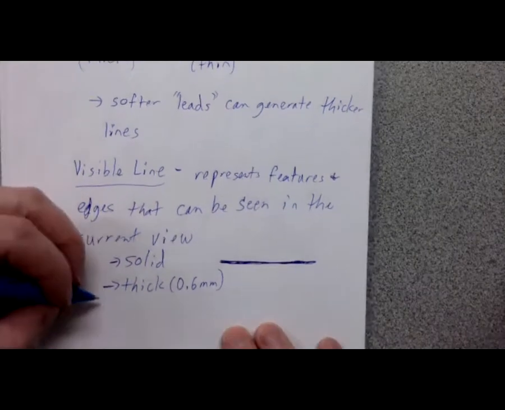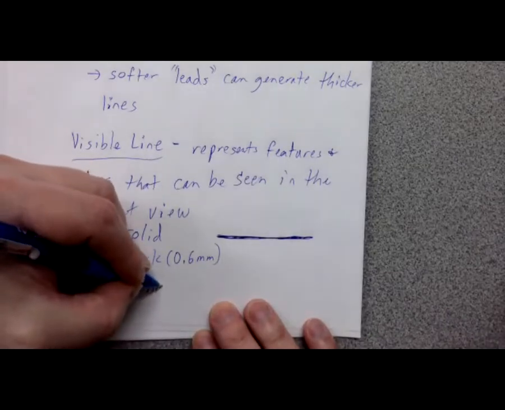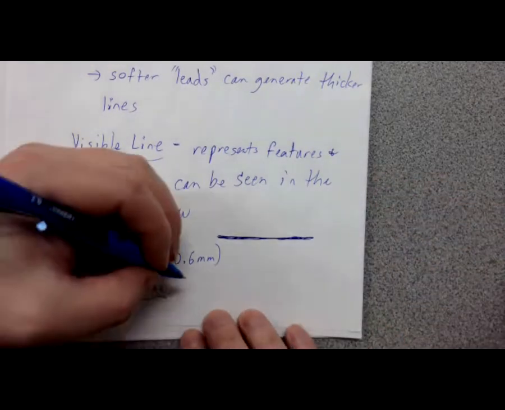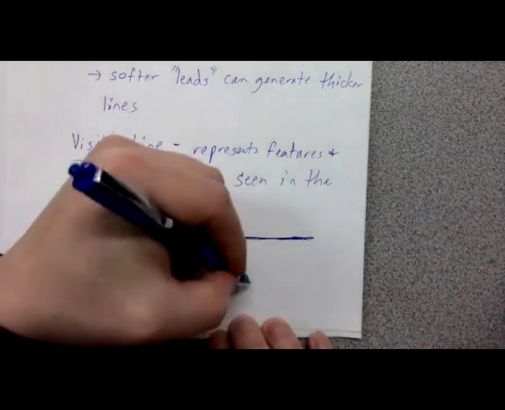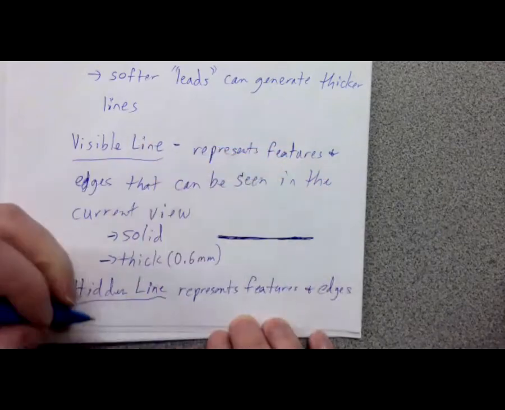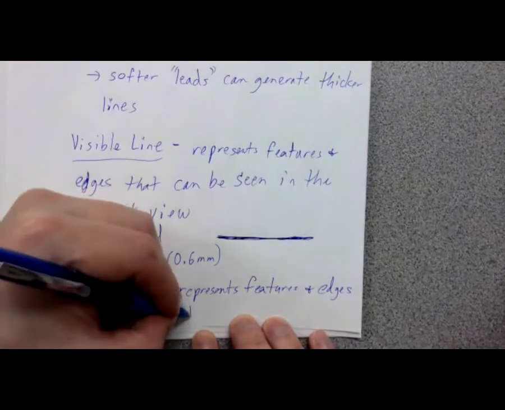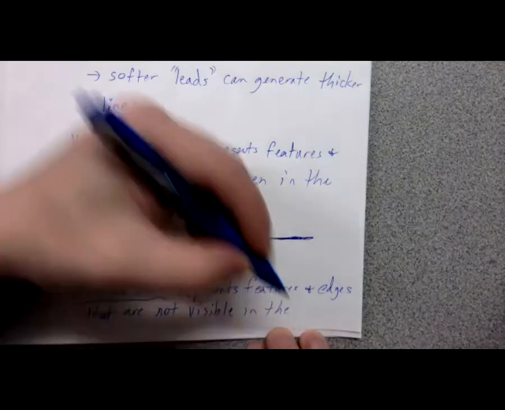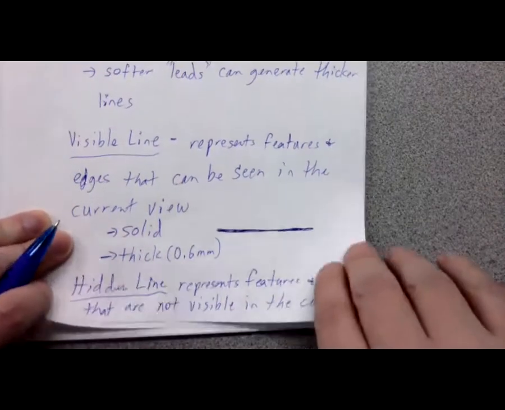Okay. Now, from there, if we talk about the hidden line, you can probably guess what this is. It's not real complicated. The hidden line represents features and edges that are not visible in the current view. Next page.